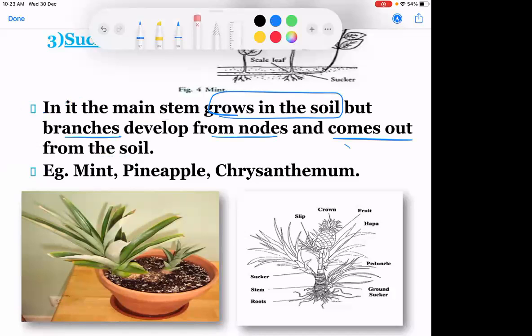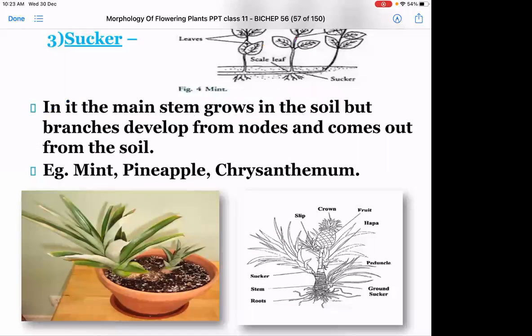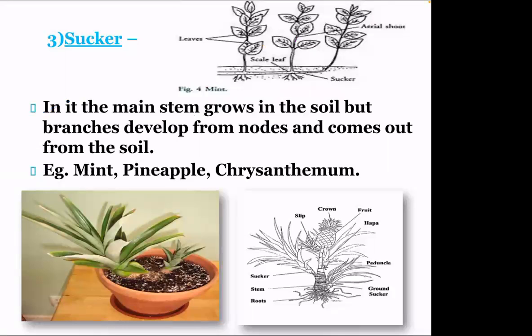So this is a specialized structure of the stem, which is found in mint and pineapple. Ready? These are the two main examples of this kind of structure, the sucker. Please take the screenshot.